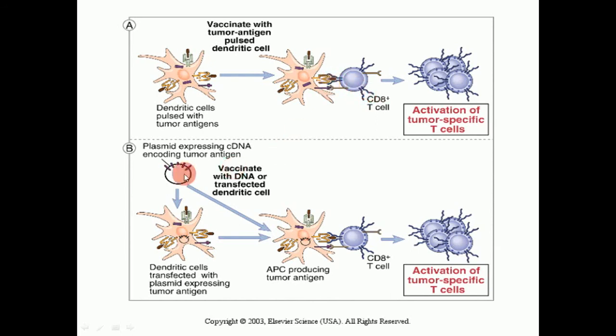And the second part is dendritic cells transfected with a plasmid. This plasmid contains genes that encode the tumor antigen. So it is transfected into the dendritic cells, and this leads to expression of the tumor antigen and stimulation of tumor-specific T cells.